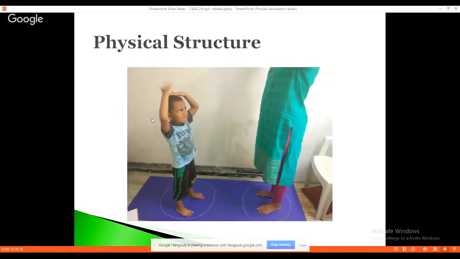Next example would be here. This boy is crying, but he knows that this is the circle into which he's supposed to stand, and this is the circle where the therapist is supposed to stand. So this is another good example of physical structuring.